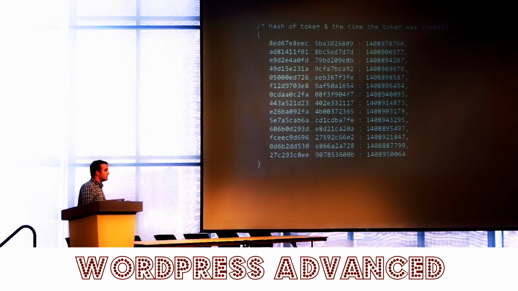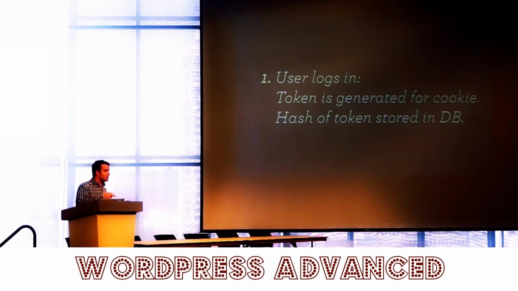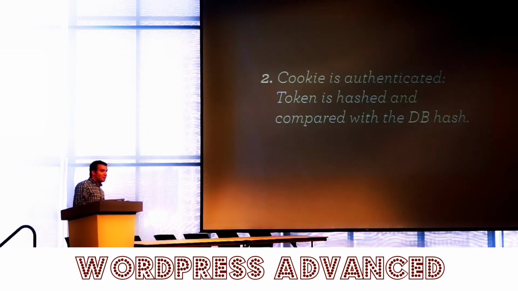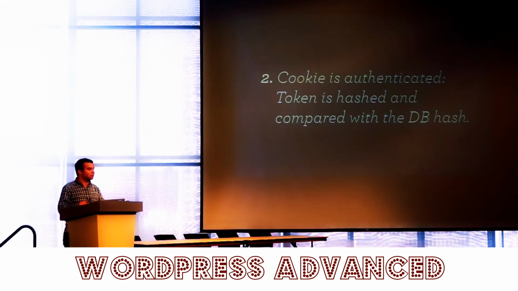So different ways that this can work. One is that if a user logs in, then we generate a token, we stick it into the cookie, and then we take a hash of that token with, of course, the current time, and we store that in the database. When we need to then authenticate a cookie, we go ahead and we take the token out of the cookie, we hash it, and we compare it with the database hash. And as long as it matches, great, we're fine. In fact, it can match any of the hashes in the database, and it's totally fine.